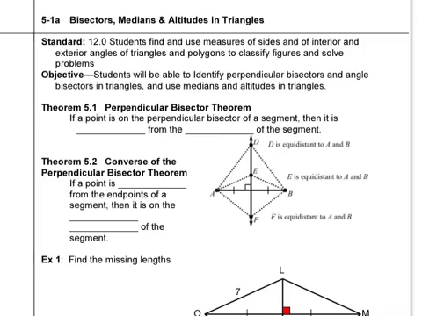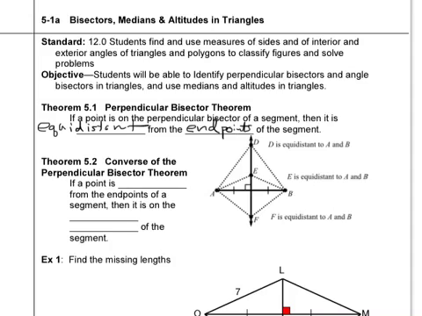Theorem 5.1: if a point is on the perpendicular bisector of a segment, then it is, and this may be a new word for you, equidistant from the endpoints of the segment. Equidistant just means equal distance or the same distance. So if a point is somewhere on this perpendicular bisector, then it's always going to be the same distance from the endpoints of the line that it's bisecting.